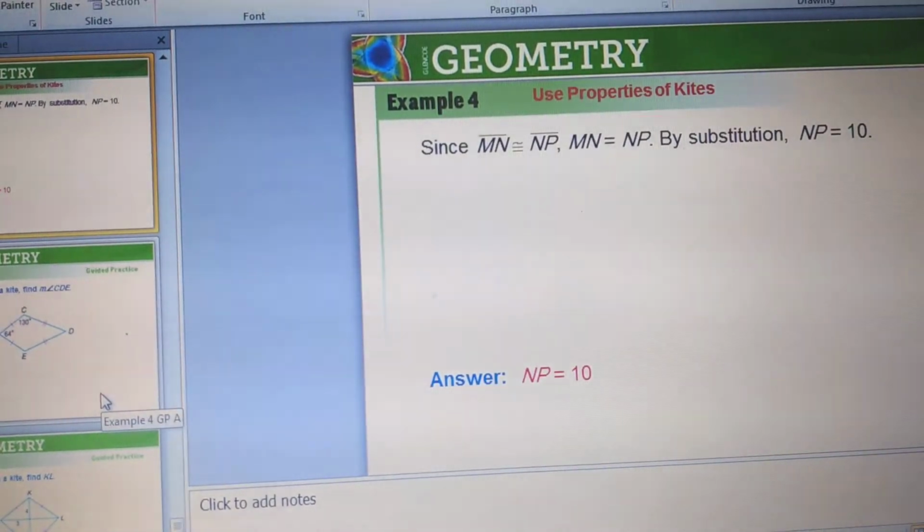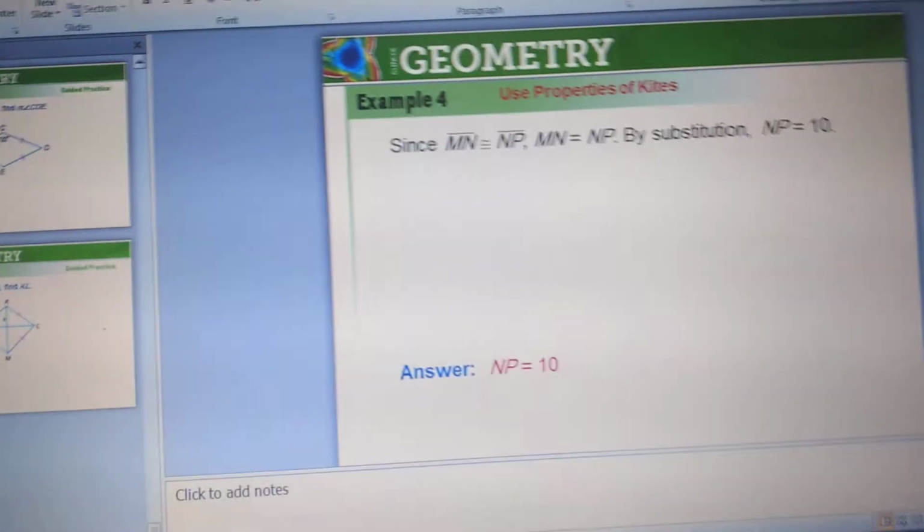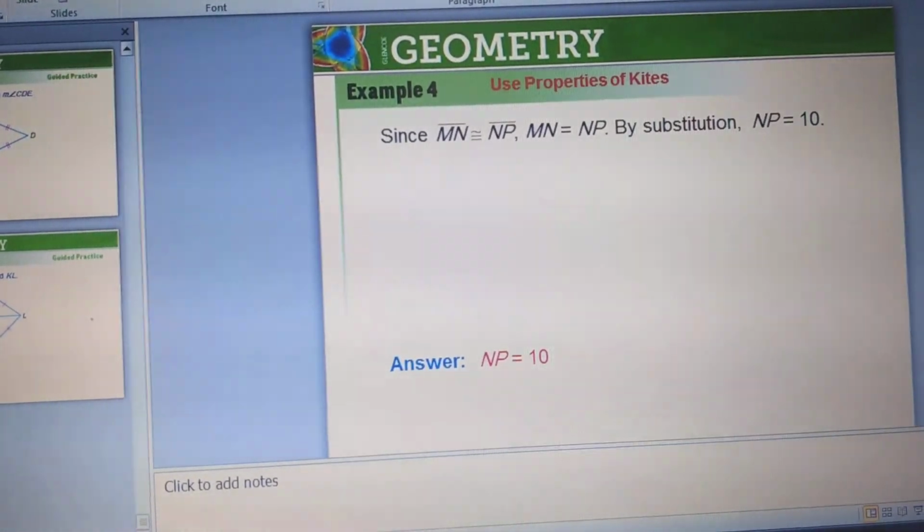We have two questions the same way, like the examples I solved. I want you to solve them, boys, by yourself and check your answer from the slides.